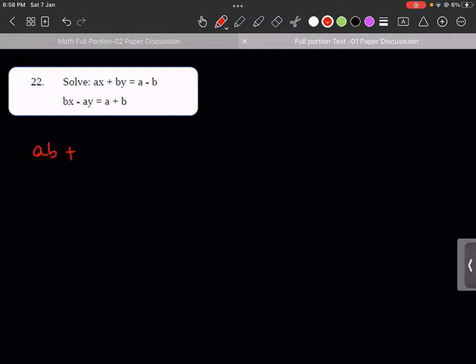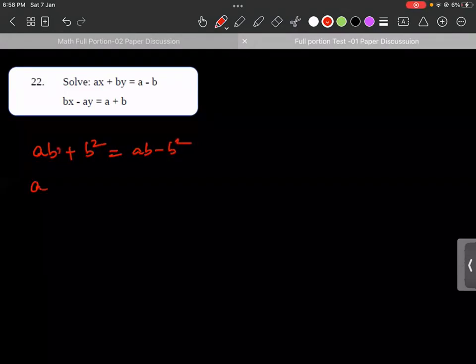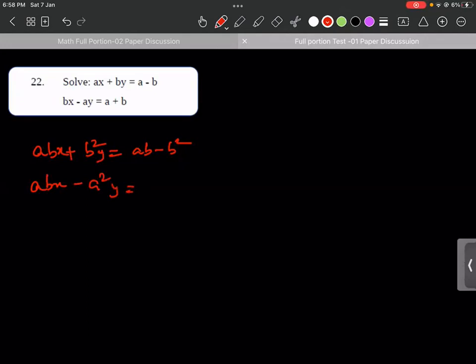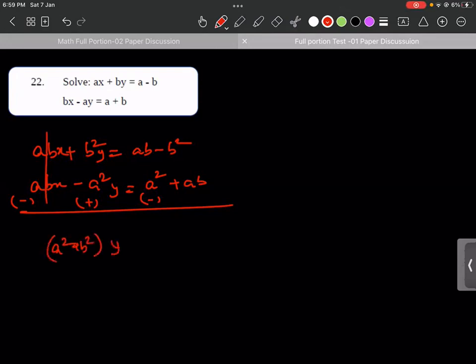abx plus b square y is equal to ab minus b square. And abx minus a square y is equal to a square plus ab. Subtract them. This is gone. So (a square plus b square) into y is equal to, ab and ab are gone, negative of (a square plus b square). Cancel this and this. y will be minus 1.